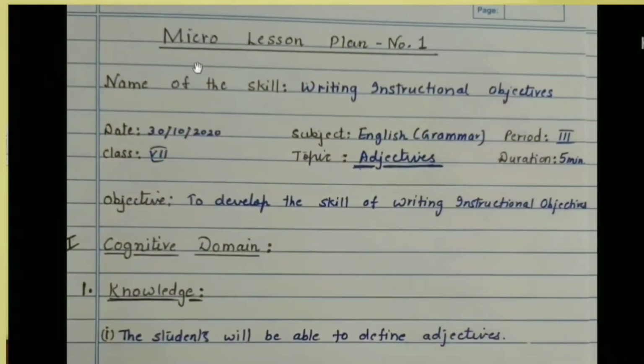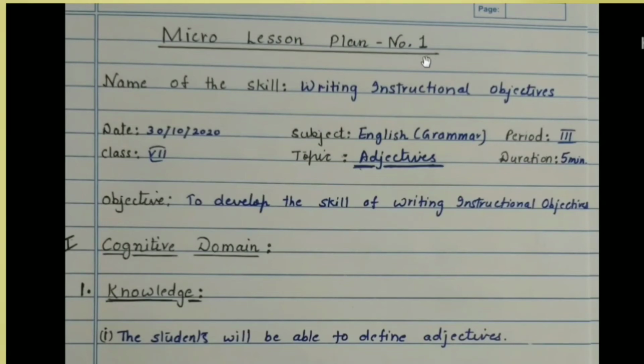First of all, you will write micro plan on the top. Then you will write the name of the skill below it. Then on the top leftmost corner, you will write date, and below the date you will write class like this. Then in the center you will write subject, and below the subject you will write the topic. Always underline the topic. Then on the rightmost corner you will write period, and below the period you will write duration, which would be 5 minutes for micro teaching lesson plan.